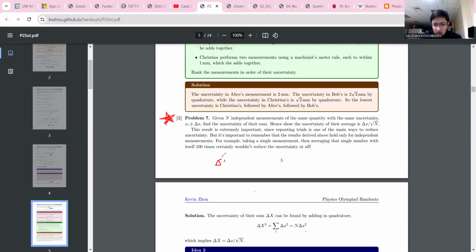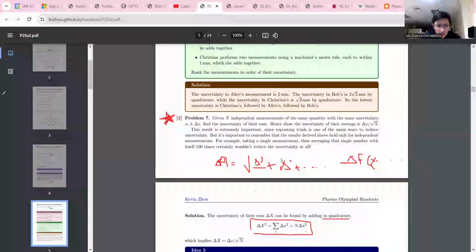your final delta f is equal to what? Square root of delta measurement 1 squared plus delta measurement 2 squared, and so on. Here f is basically x1 plus x2 plus up to xn. The factor square root of n comes from this: when you add in quadrature and then divide by n, the square root of n factor appears. This explains what you will see in the Poisson distribution later when you study it.